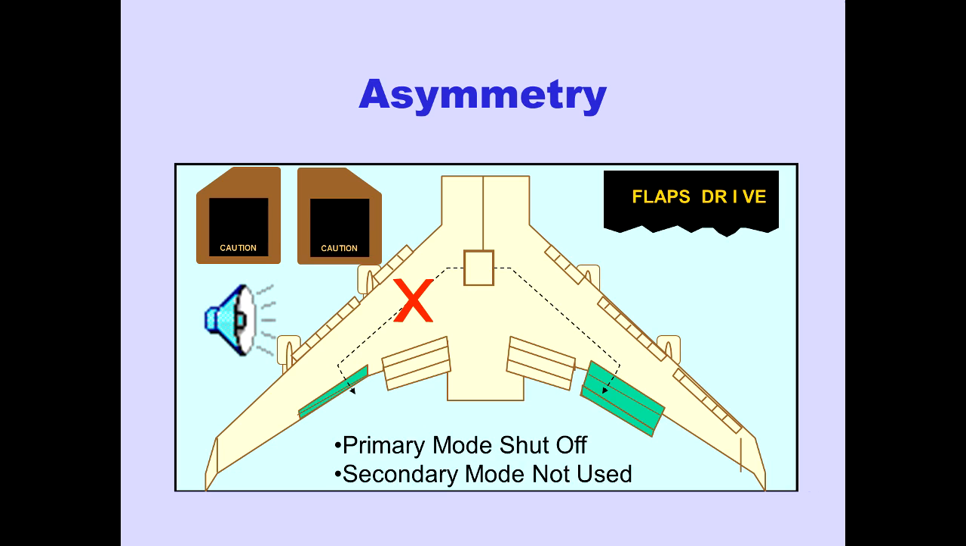The flaps drive message is also displayed when the FCUs detect an asymmetry condition in the trailing edge flaps. Primary mode operation is immediately shut off, and the secondary mode is not used.